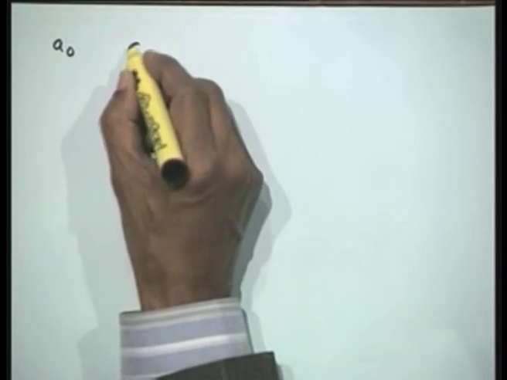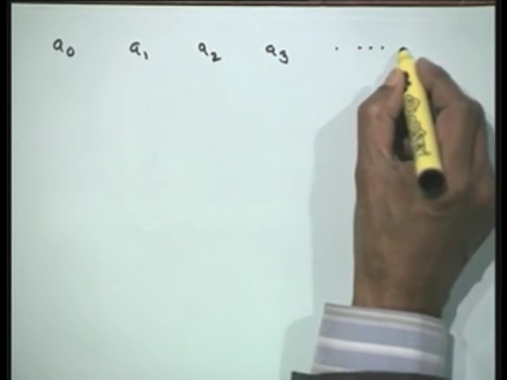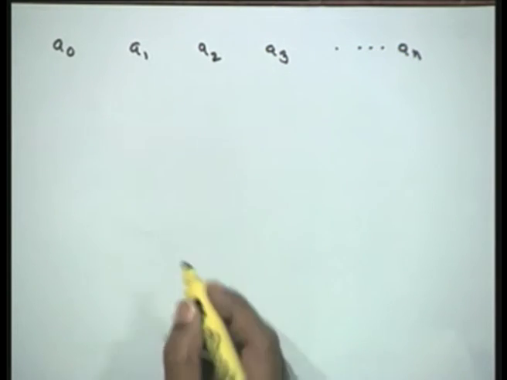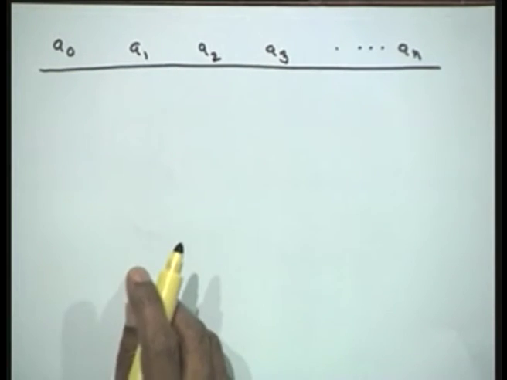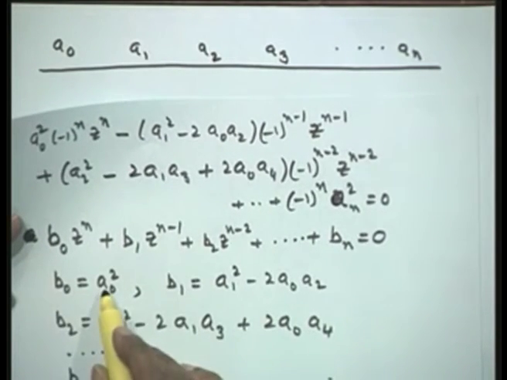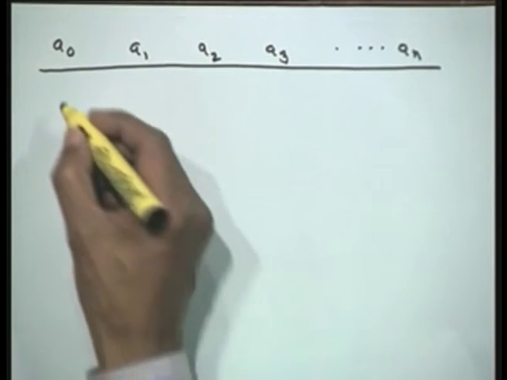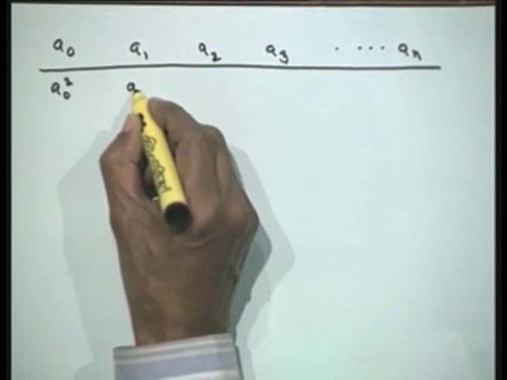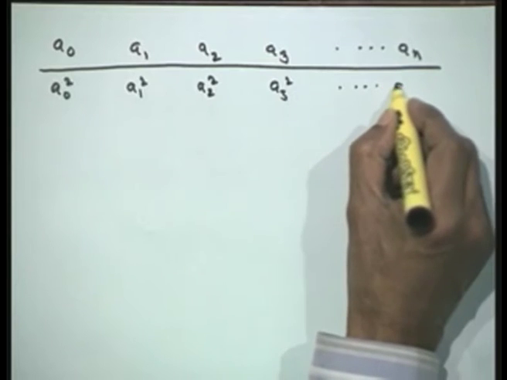The coefficients in the p and x are a0, a1, a2, a3, and so on up to an. If you look at this, all these coefficients have the squares of the previous coefficients in the first term. So I will have here a0 square, a1 square, a2 square, a3 square, an square.